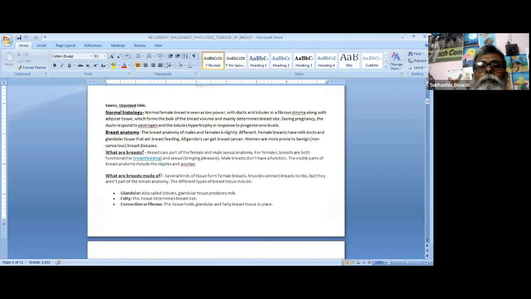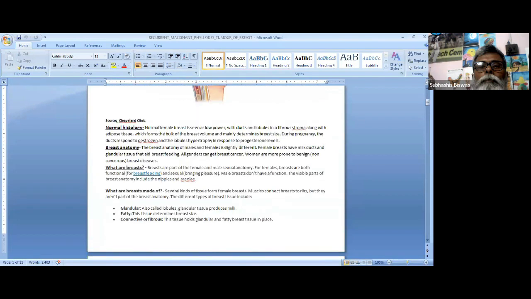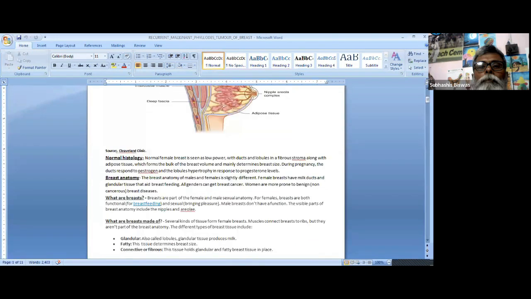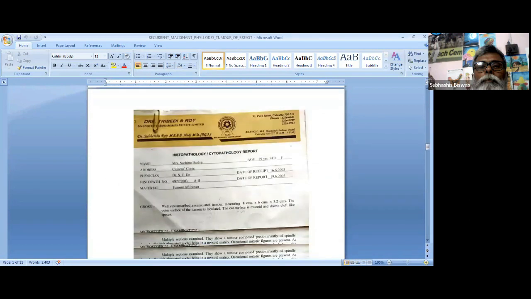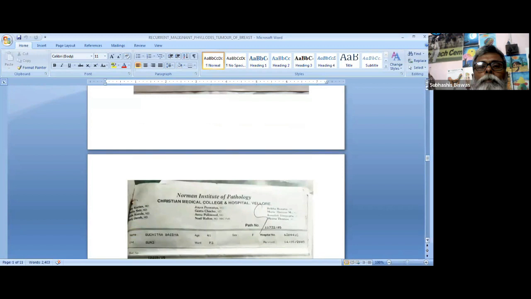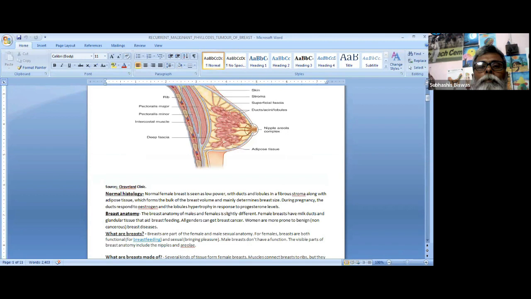Then, normal histology of the breast. The normal female breast is seen with ducts and lobules in a fibrous stroma, along with adipose tissue, which forms the bulk of the breast volume and mainly determines breast size. During pregnancy, the ducts respond to estrogen and the lobules hypertrophy in response to the progesterone levels.